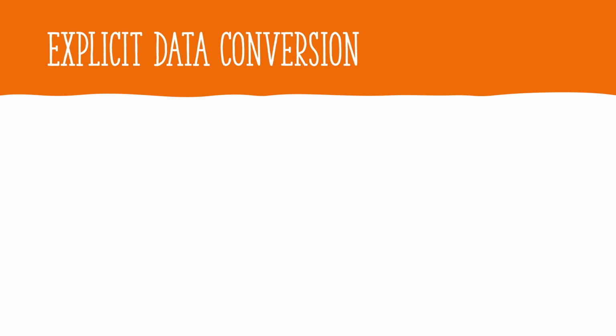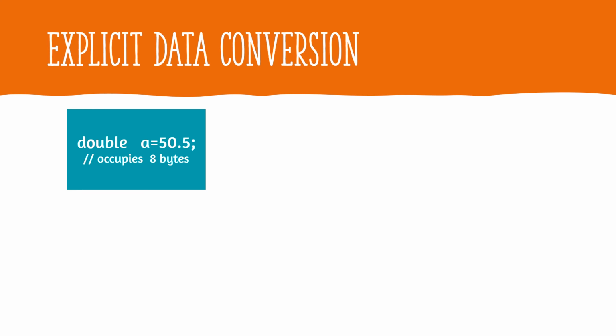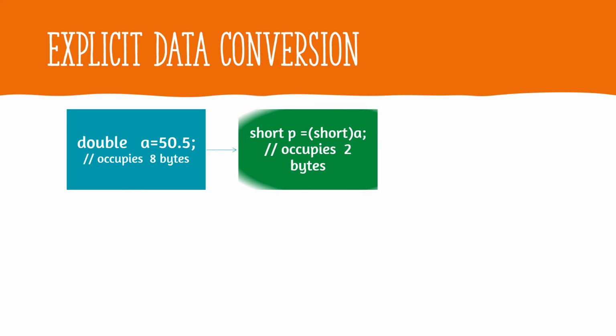Some examples are given here to make the concept clear. So here we can say double A is equal to 50.5. That means the 50.5 value is stored in a variable which is double, and double occupies 8 bytes of space in memory. And now if you are converting the double into short, we can declare like this: short p is equal to short, explicit command is given in bracket, short of a. A is the double variable, so we are converting the double into short. And short occupies 2 bytes of space. That means big into small. So in this case, the decimal part will go. That loss of data will be there.